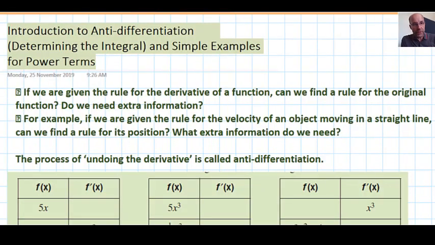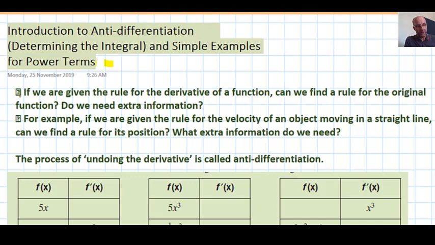This video is an introduction to anti-differentiation. Some people call it determining the integral, and so we're going to look at what that is and look at some simple examples once we've established what it is.